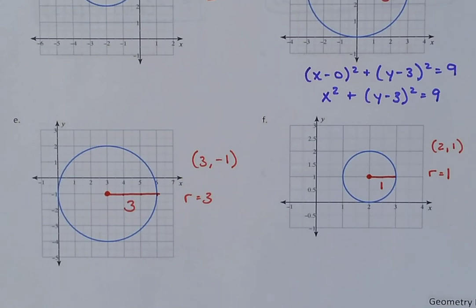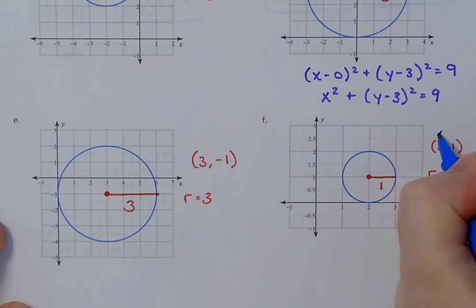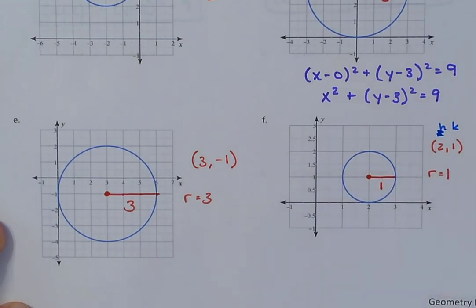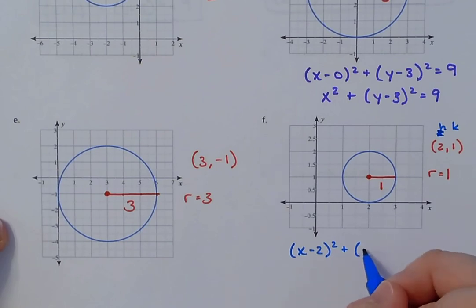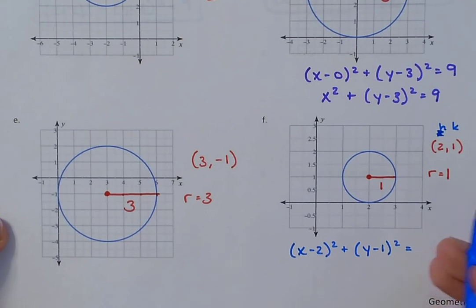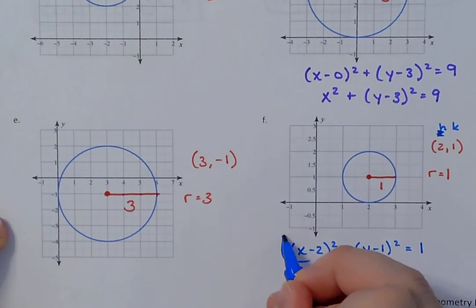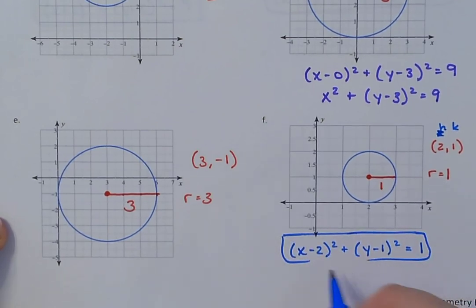And that is that. So, just to give you one to wrap up on writing the equations, remember our (h, k) for the center. So it's x minus h, so it's going to be (x − 2)² + (y − k), which is 1, so (y − 1)² = r², which is 1², which is just 1. And that is the equation of the circle for part F.